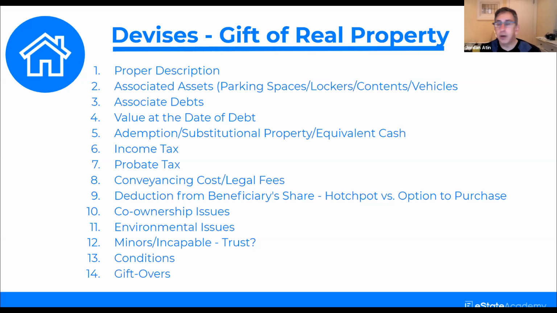So what associated assets are there? This is especially relevant for a condo. Parking spaces, lockers. Are the contents to go with that asset? Are vehicles that aren't contents supposed to go with those assets? Real property can often have associated debts. There might be a mortgage on that property. Who's to bear that mortgage? Does the beneficiary get it subject to the mortgage and have to take that over? Or does the estate discharge that mortgage? The general default position is that the mortgage goes with the land and the beneficiary has to assume it. But that is an issue to canvass with the client.